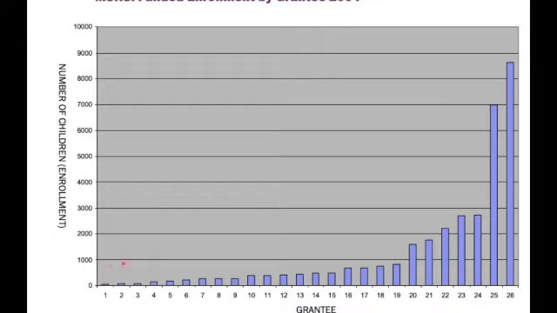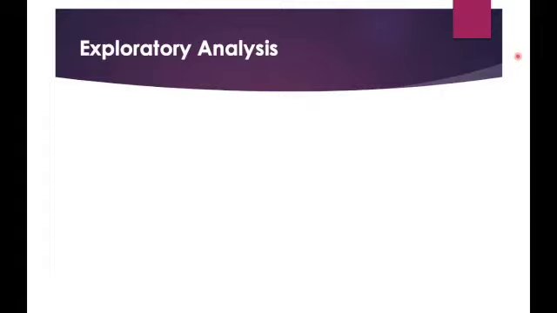For example, from this chart, you can see that as the number of grantees increases, the number of children enrolled also increases. This is in the increasing order of the grantees, and we see that the number of children enrolled also increases accordingly. So this gives us some insight on the data. Next is exploratory analysis.